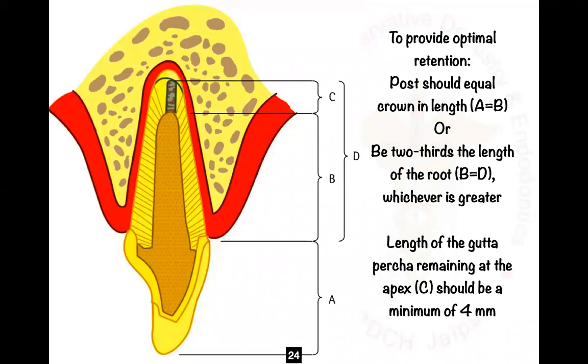It can be two-thirds the length of the root. First one is post can be equal to the length of the crown. The second one is post can be two-thirds the length of the root. The last one is simple, that I told you.